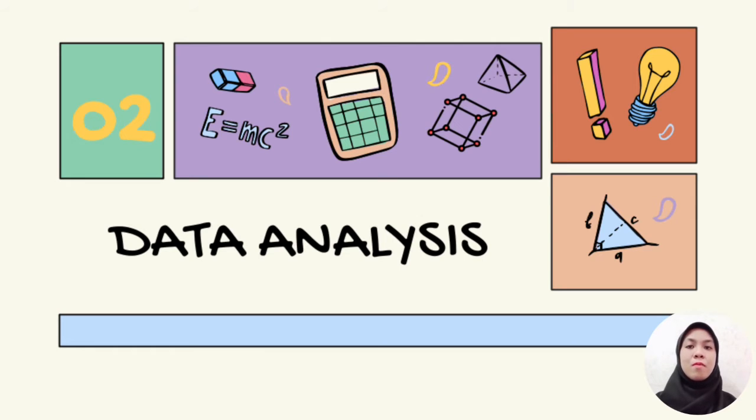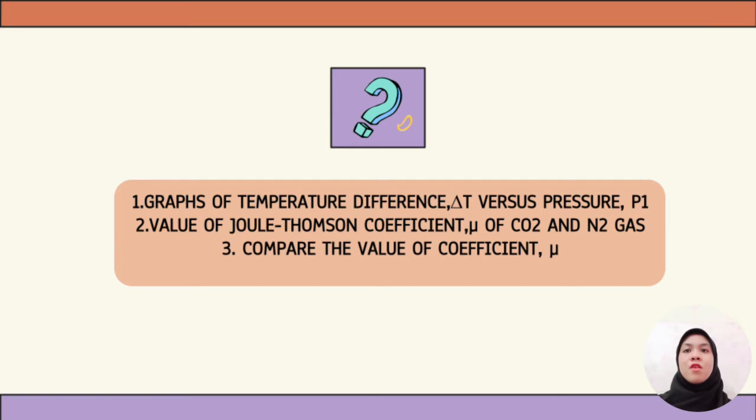I'm Fatin Roberta Davia Binti Salihuddin. Thank you to my groupmate. So right now I will explain the data analysis for this experiment. From this data analysis, we plotted a graph of temperature difference versus pressure. Also, we obtained the value of the Joule-Thomson coefficient of carbon dioxide and nitrogen gas. And the last one, we will compare the value of the coefficient between experimental and theoretical.